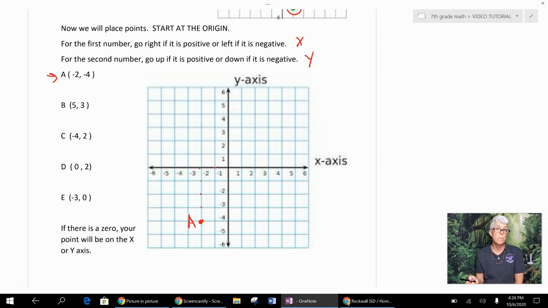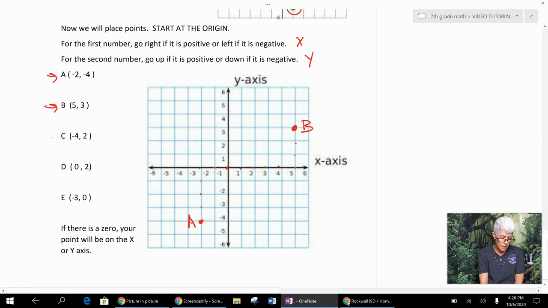Now let's do B. Pause, do it yourself. Okay, now we do it together. Unpause. I'm going to start at the origin. I'm going to go to the right, 1, 2, 3, 4, 5. And then I'm going to go up, 1, 2, 3. I'm going to put a dot and the letter B.